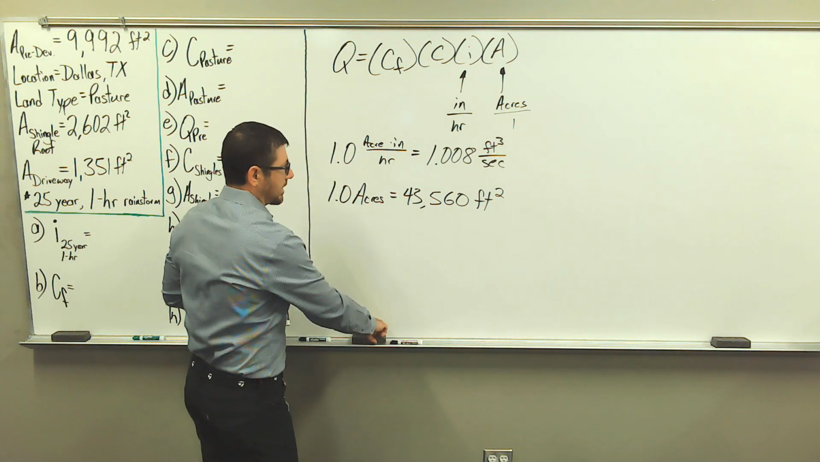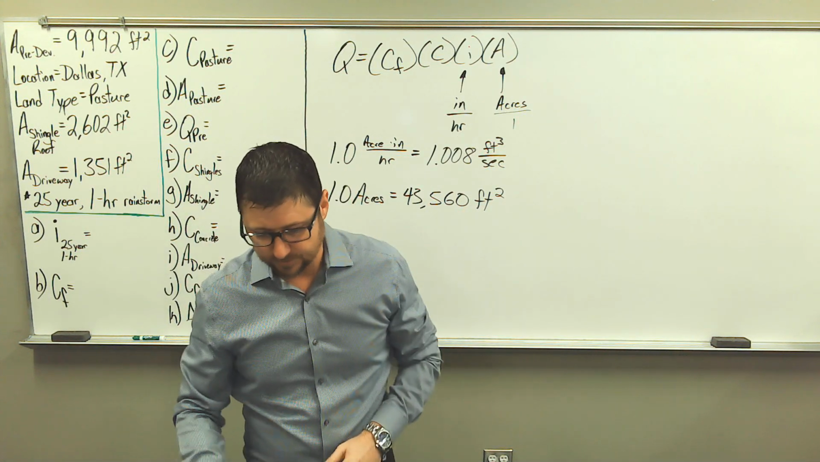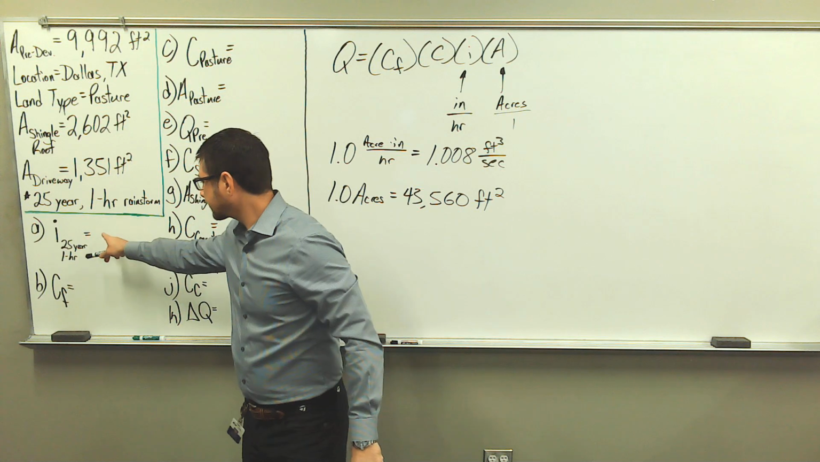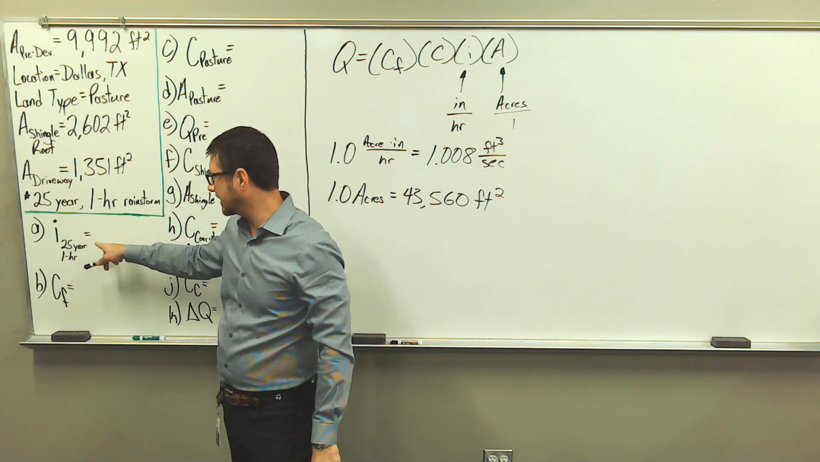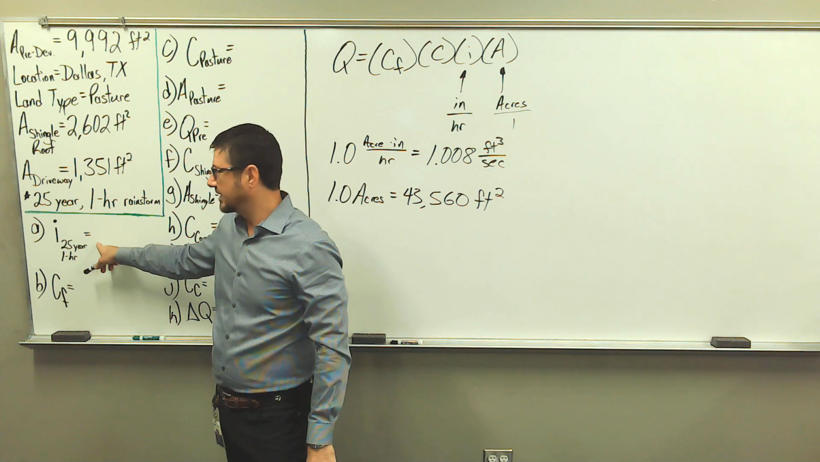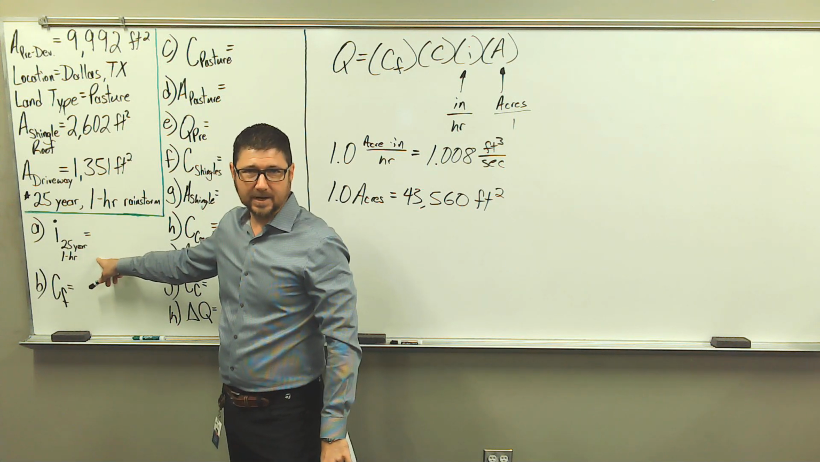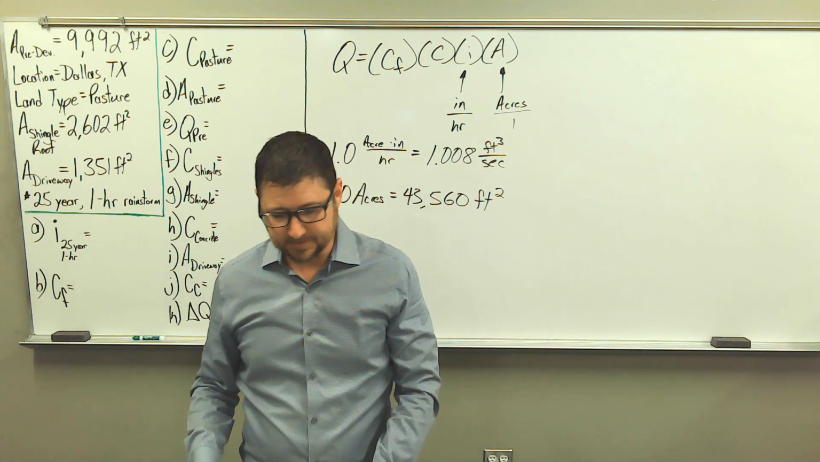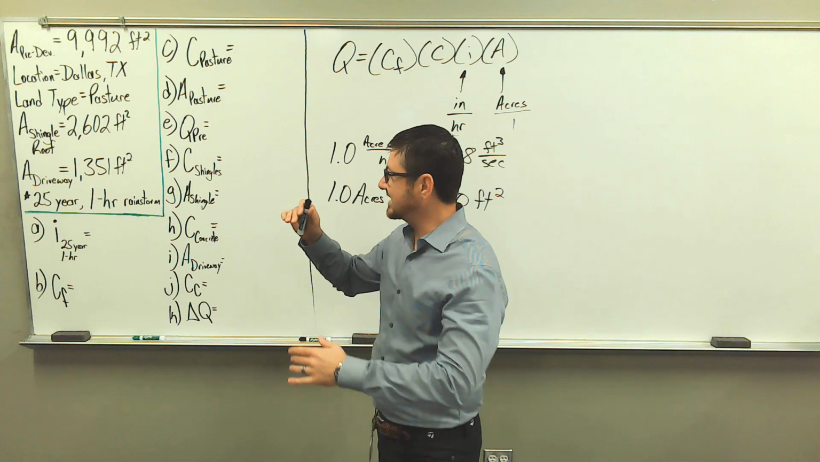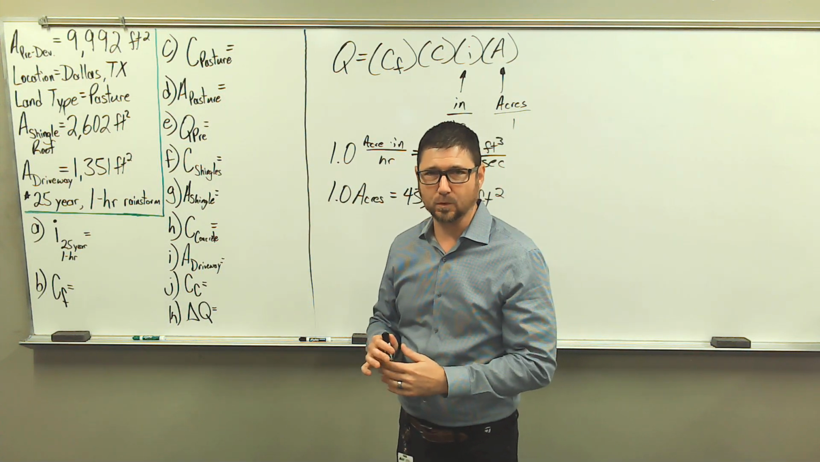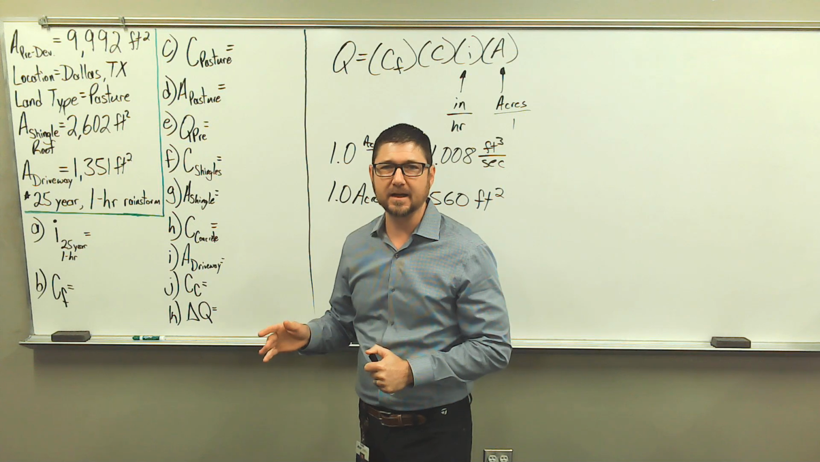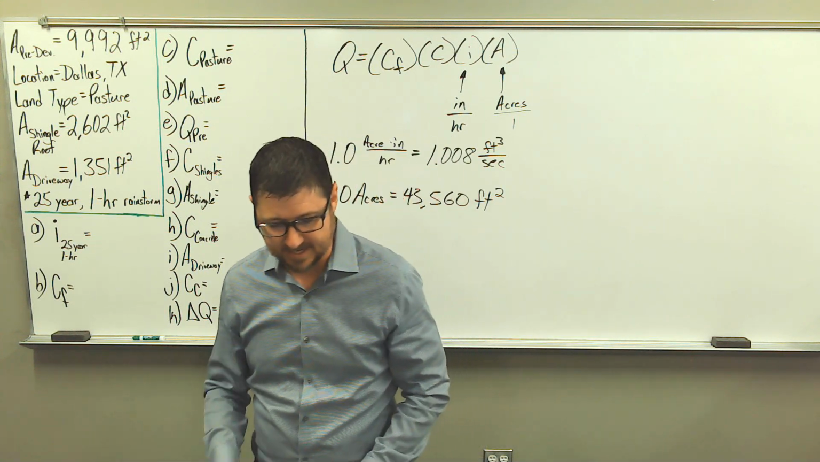All right, the first thing we need to do here in part A is identify the rainfall intensity for the 25-year 1-hour rainstorm. What this means is this is the most powerful 1-hour rainstorm that occurs every 25 years in Dallas County, Texas.